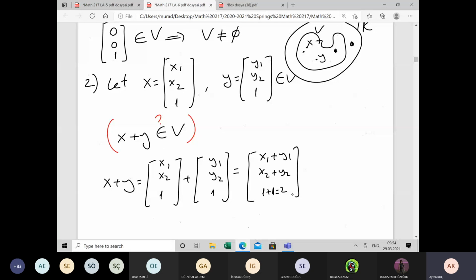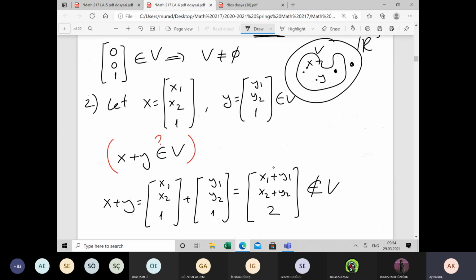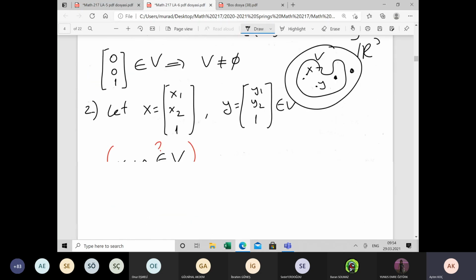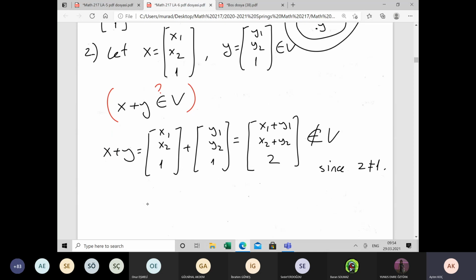So the third component is 2. Is this in V or not? It is not in V, because the first component and the second one are not important, but the third one should be 1 here. Since 2 is not 1, V is not closed under addition.